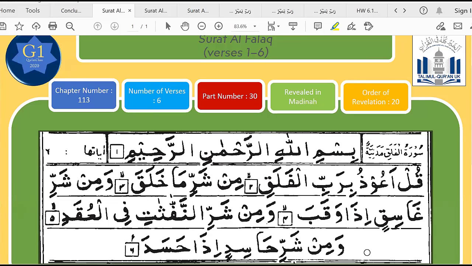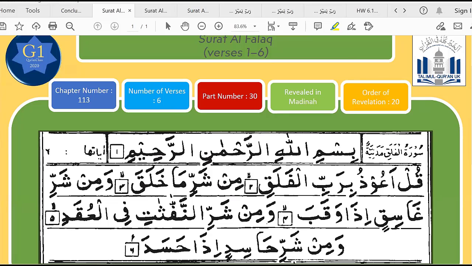I will invite G1029. G1029, Assalamu alaikum. Assalamu alaikum. Wa alaikum assalam wa rahmatullah. Okay, let's start with Tawus. A'udhu billahi minash shaytanir rajim. Bismillahir rahmanir rahim. Okay, very good.